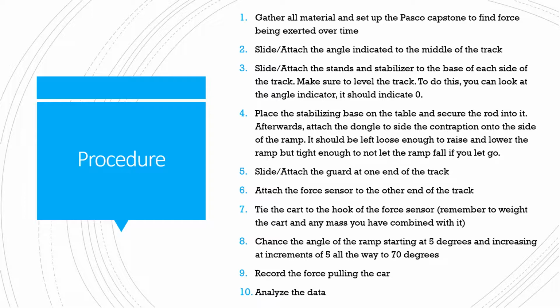Step 5 is to attach the guard on one end of the track. Step 6 is to attach the force sensor to the other end of the track. Step 7 is to tie the car to the hook of the force sensor. Step 8 is to change the angle of the ramp, starting at 5 degrees and increasing in increments of 5 to 70 degrees. The 9th step is to record the force pulling on the car, and the 10th step is to analyze the data.